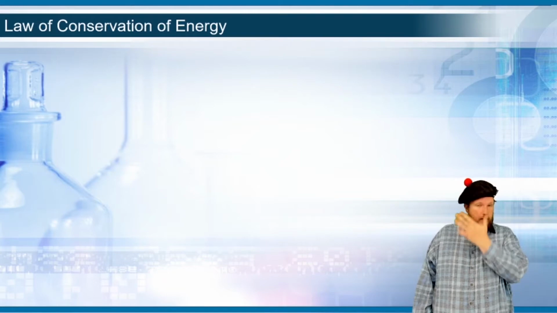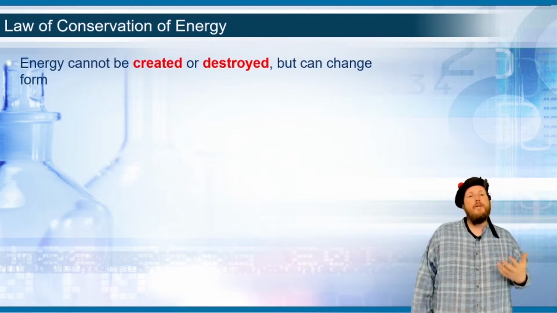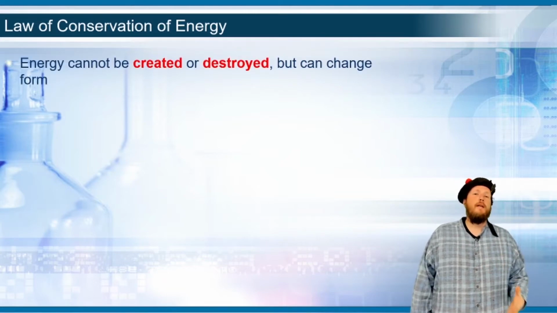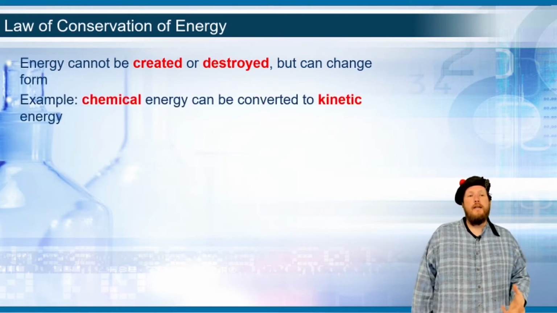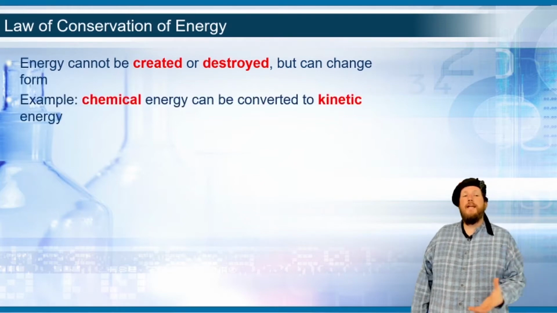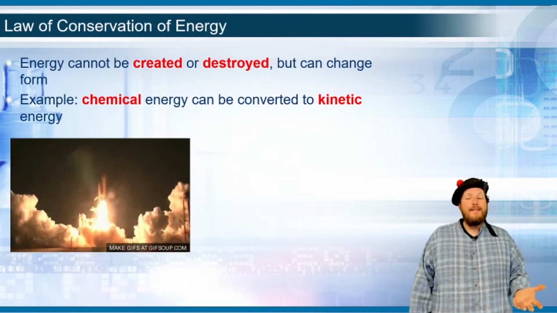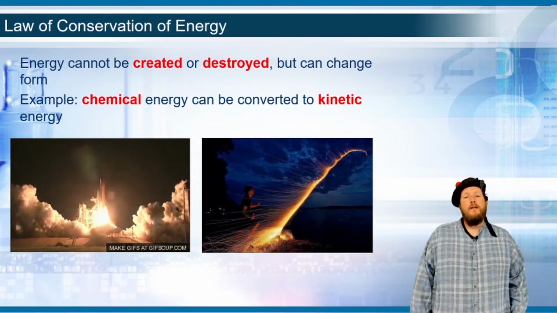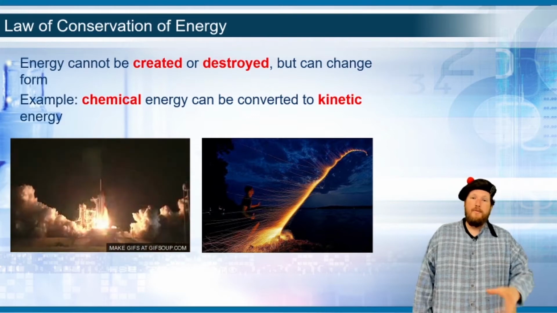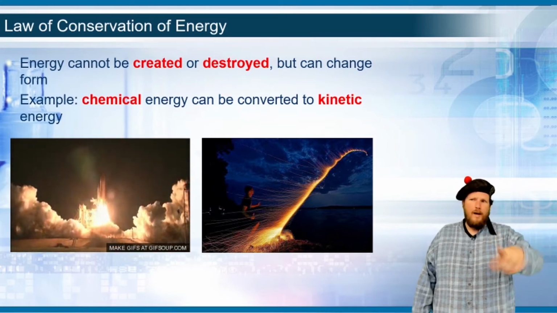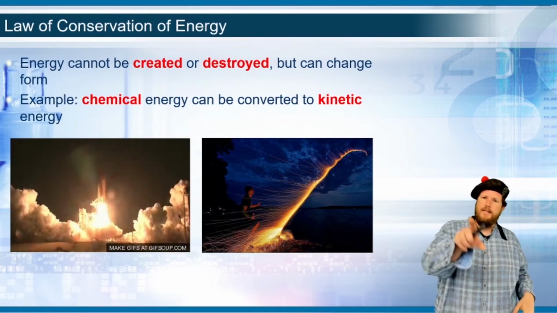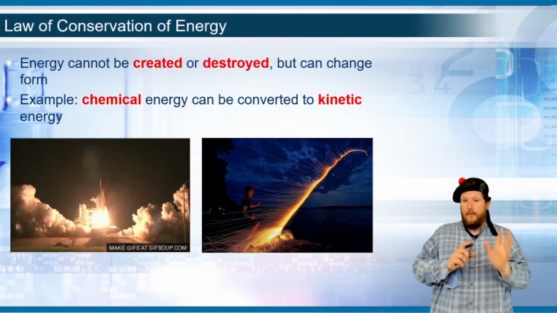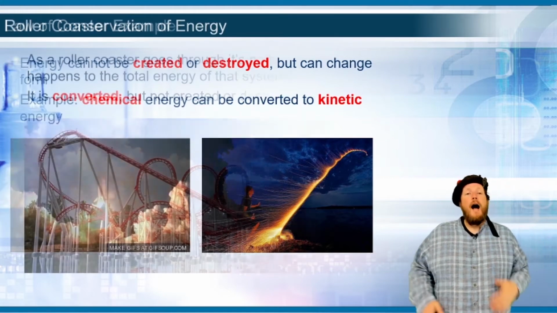So the law of conservation of energy is this: energy cannot be created or destroyed, but can change form. It is conserved. Chemical energy can be converted to kinetic energy in rockets or bottle rockets, one of my favorites. So bottle rockets are wobble stabilized rockets because of the stick and the off-centeredness. You can actually see it kind of spiraling and swirling. Anyway, I just think this is a really cool picture.